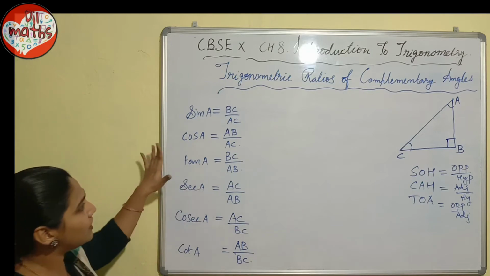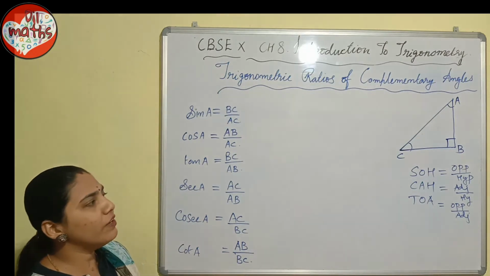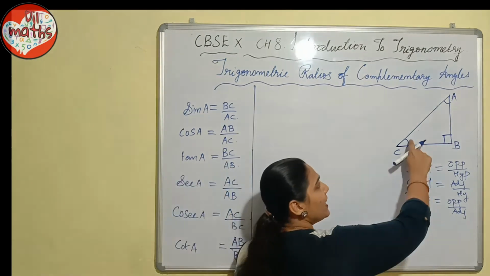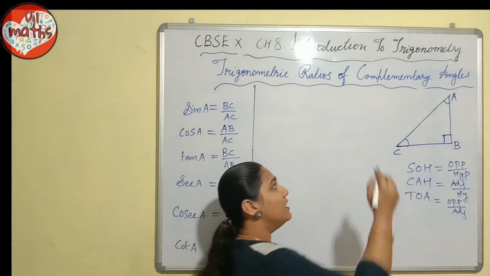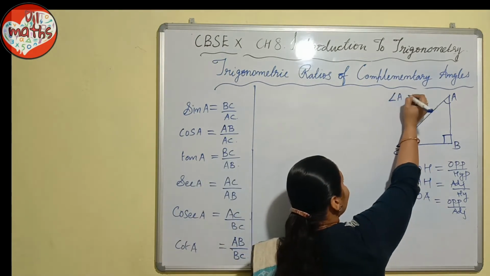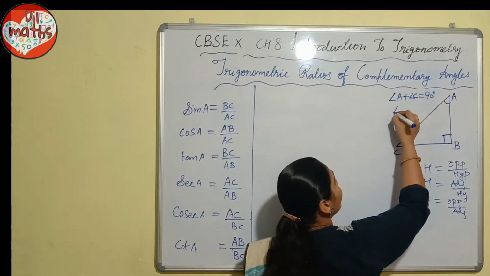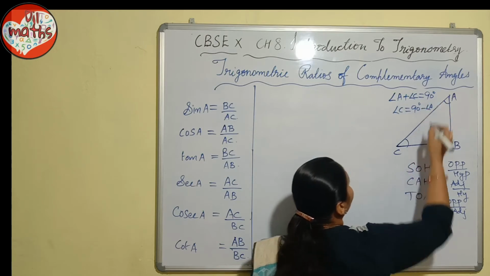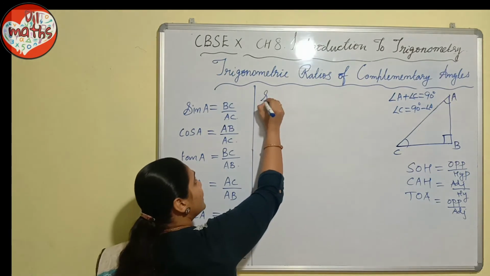Now we found the trigonometric ratios with respect to angle A. Now we are going to find the trigonometric ratios with respect to angle C. You know that angle A plus angle C is equal to 90 degrees because they are complementary angles, isn't it? So from that you can write angle C is equal to 90 degrees minus angle A. Okay. So we have to find sin C first, isn't it?